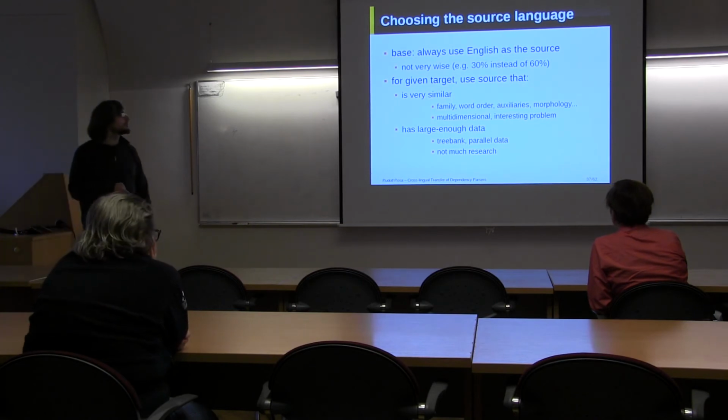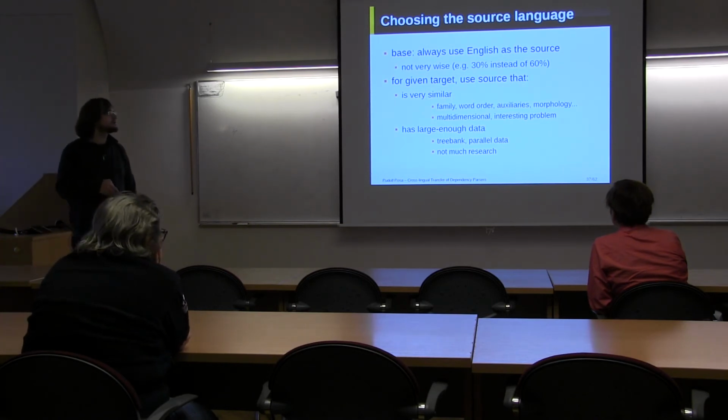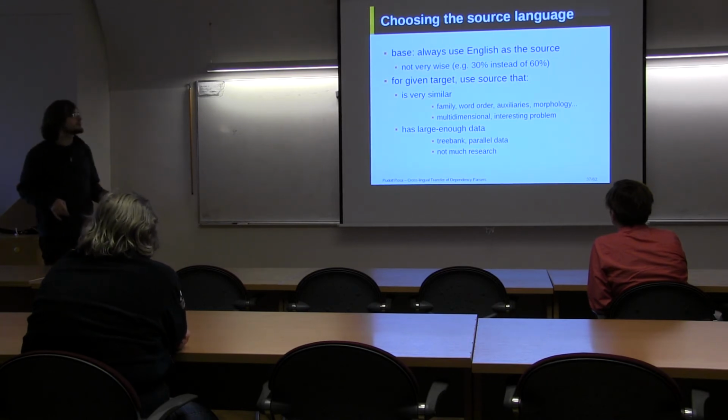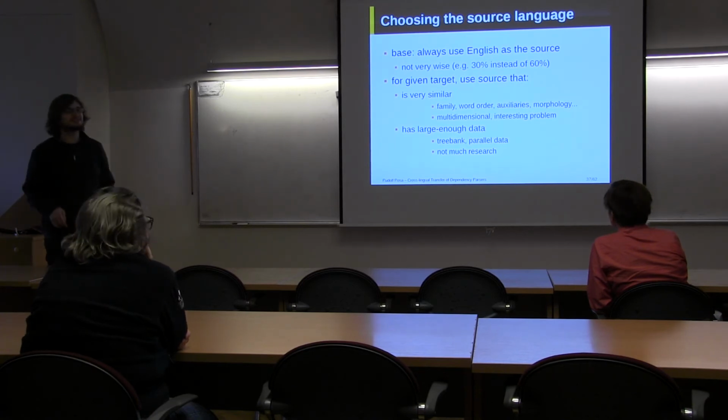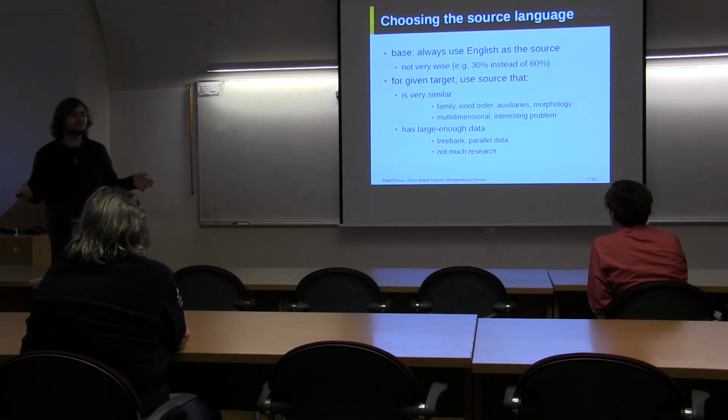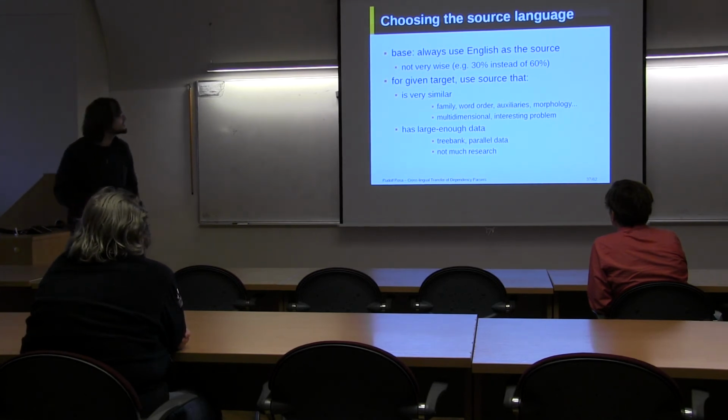So with the proper source language, you get into the 60s maybe. If you always use English, the average will be around 30% accuracy. So that's terrible. That's just completely useless. With the 60%, you get at least some of the relations okay, so you get at least some information there.